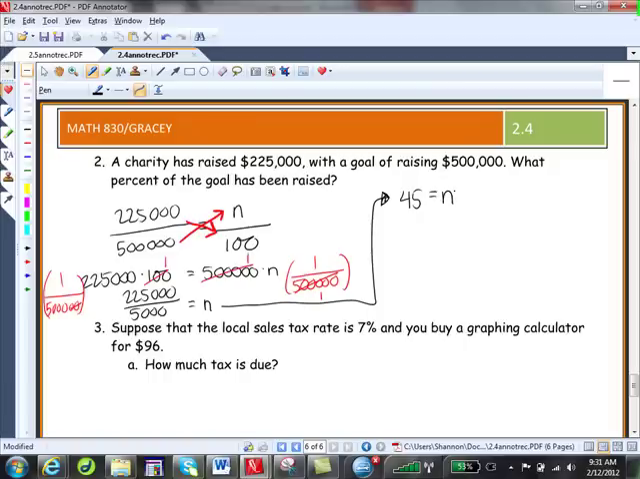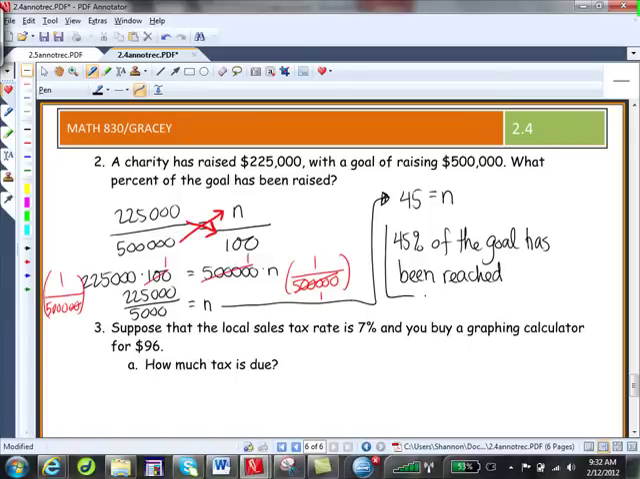So let's answer the question. 45% of the goal has been reached. And if you think about it, that is near our estimate. We figured it'd be a little less than 50%, and that's what we got. There we go. All right, next step.